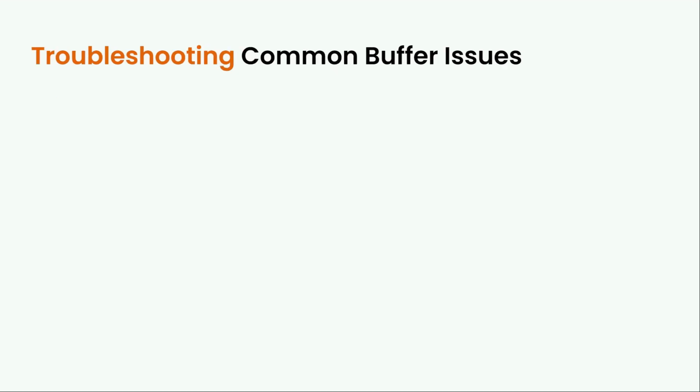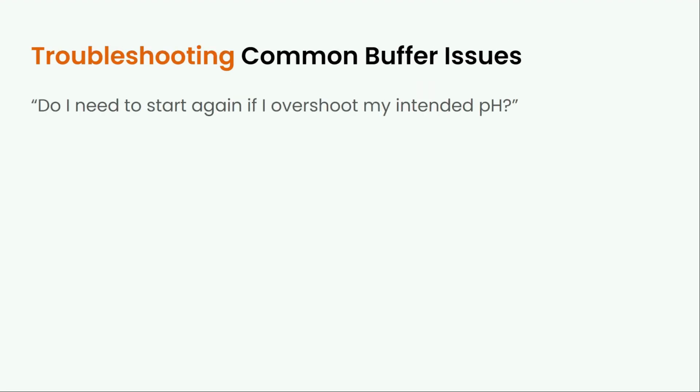Troubleshooting buffer issues. I'll start us off with a few, but maybe we'll get some in the comments. So do you need to start again if you overshoot your intended pH? The answer's no, you don't, but it's probably wise to. The reason it's wise to is if you overshoot your intended pH and then adjust the pH of your buffer back to your target, you're adding more dissolved salt than you need, which could impact your experiments.